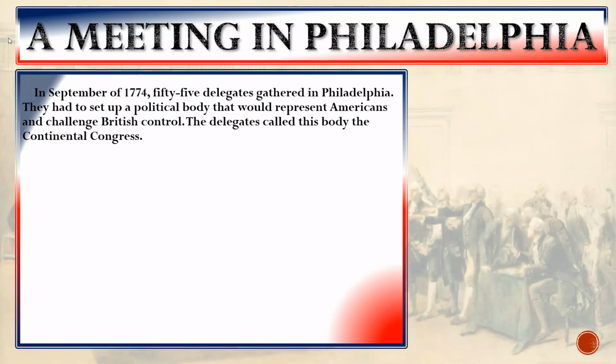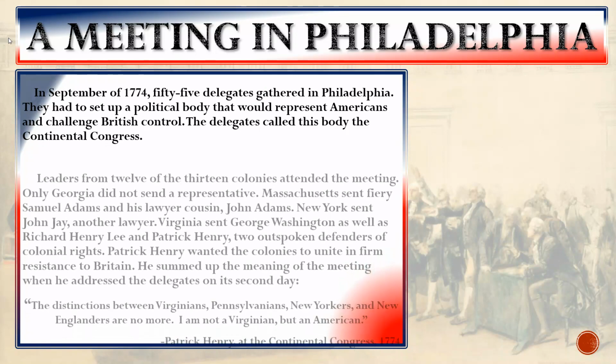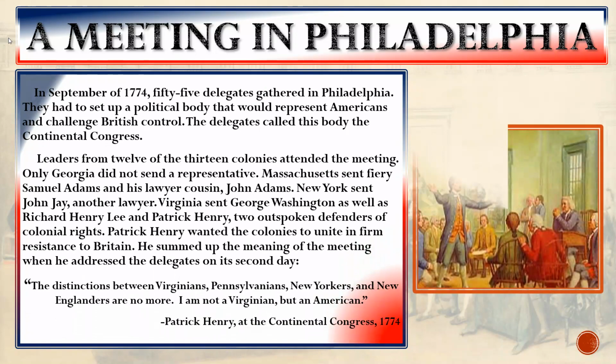So let's get to the first part. In September of 1774, 55 delegates gathered in Philadelphia. They had to set up a political body that would represent Americans and challenge British control. The delegates called this body the Continental Congress. And if you're not following along with me, I am on page 120. Leaders from 12 of the 13 colonies attended the meeting. Only Georgia did not send a representative.